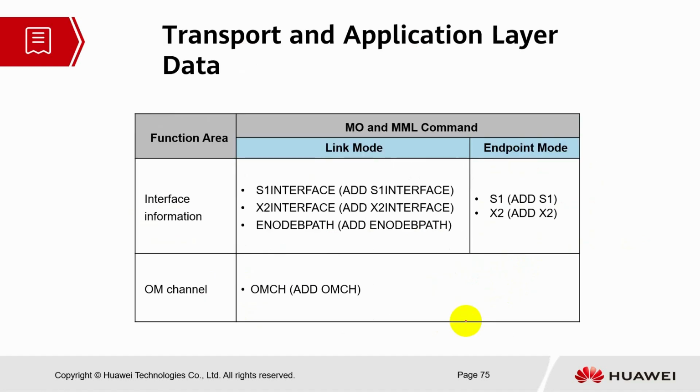Next, we move to the interface information. At the end, after we configure the transmission layer, we have to configure the interface information. For the link mode, we need to add S1 interface towards the MME, X2 interface towards the eNodeB, and add the eNodeB path. This one is for the user plane. And for the endpoint mode, we just need to add S1 and X2. And last but not least, we need to add the remote maintenance link OM channel for the transport layer. So these are the basic differences between the link mode and endpoint mode from transmission layer towards the interface information and OM channel.